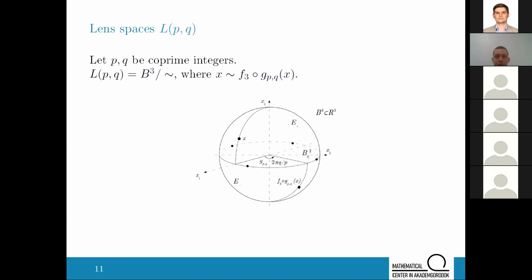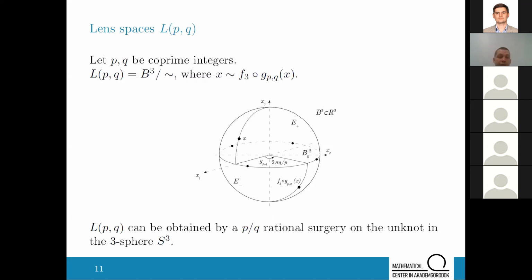If you prefer to speak about three-manifolds in terms of surgery, then the lens space can be obtained by p over q rational surgery on the unknot in the three-sphere. It means that this lens space can be obtained from the three-sphere if we cut out the tubular neighborhood of the unknot, and then instead of this solid torus, we glue in again a solid torus, but we identify the meridian with the p, q torus knot. It's like a twisted, foliated torus. That is the lens space using surgery.